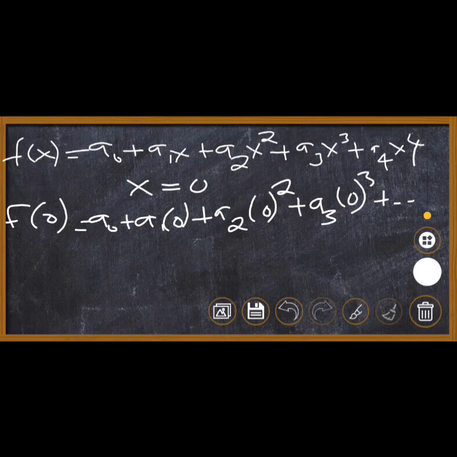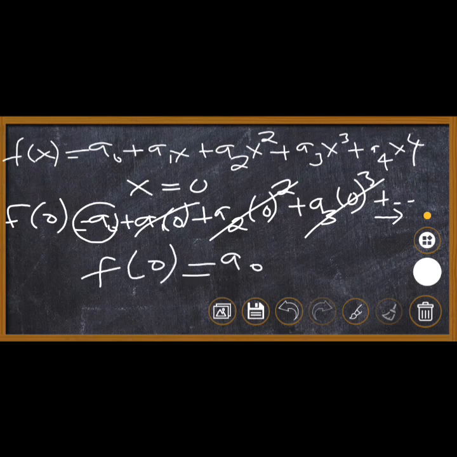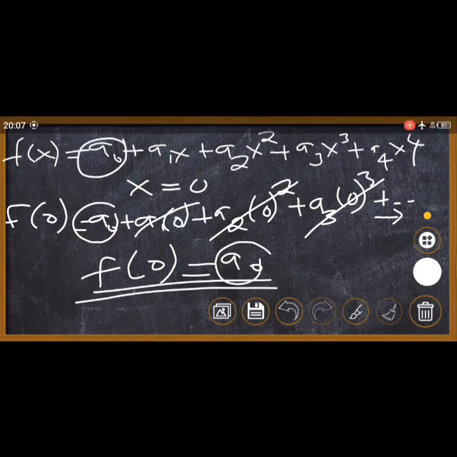Now our main interest here will be here, because going all over, the x terms will be cancelled. So we are just going to remain with f of 0 equal to what? Equal to a0. So let's keep this. Make sure that you keep it somewhere because this is going to help us. Whenever there is a0, we are going to replace it with f of 0.